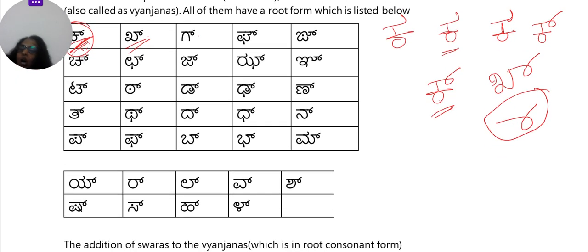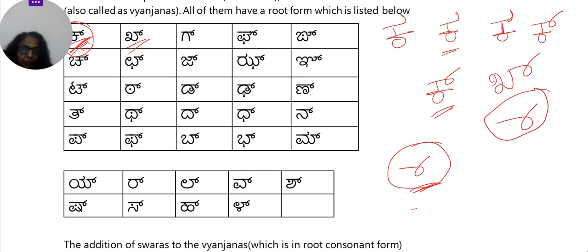This table shows how to write the root consonant. But just remember to add this symbol. This is the symbol you have to add to the alphabet. To the normal consonant, you just add this and then it becomes the root consonant. And you pronounce it without the sound of a.